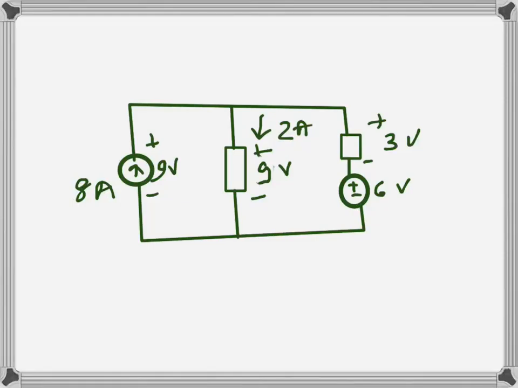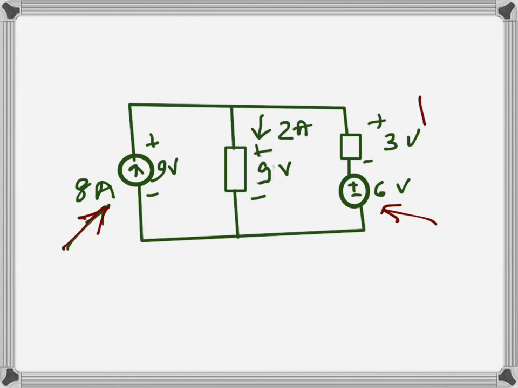Okay, for this problem we have to find the power absorbed by each of the elements. So here is a current source. What I will do, I will use a different color. This is a current source and there is a voltage source and two passive elements.